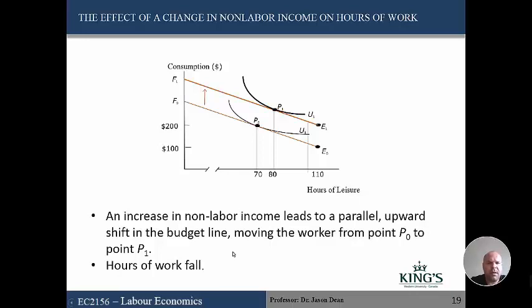Okay, here's another example. So this is the typical case that we're going to assume. We're going to assume that if there's an increase in income, wages held constant, the person will decide to take more hours of leisure and work less. So that's like what we have here at P0, the optimum point. Before the increase in income, the person is choosing 70 hours of leisure. And after the increase in income, the new optimum point is going to be to the right, where they are consuming more hours of leisure.